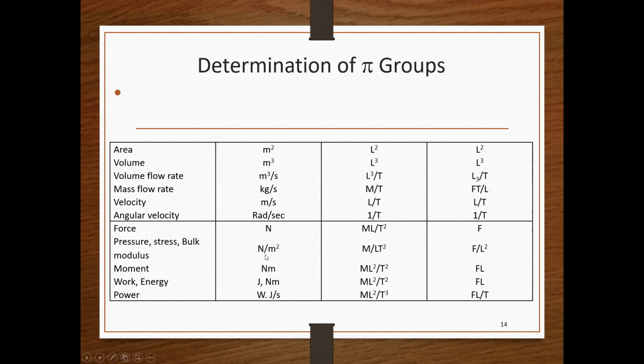Pressure, stress, bulk modulus, Newton per meter squared, is M over LT squared, or F over L squared. Moment is Newton meter, or ML squared over T squared, or FL. Work and energy, joule or Newton meter, are the same. Power, watts or joules per second, is ML squared over T cubed, or FL over T.